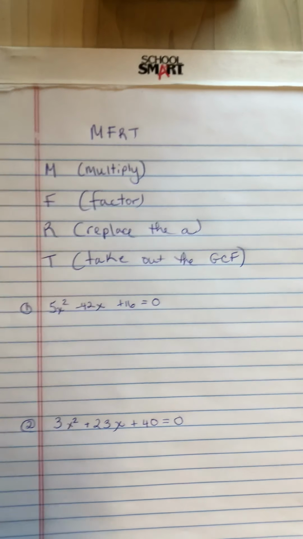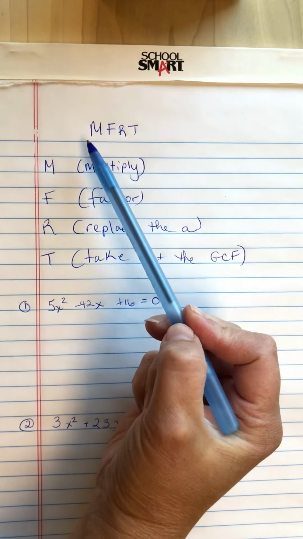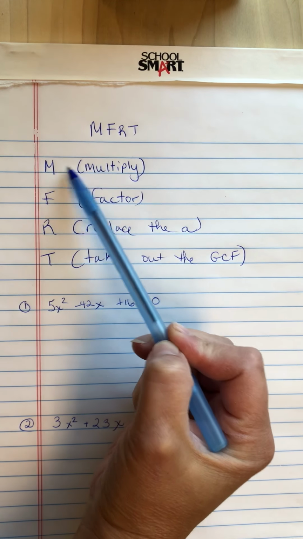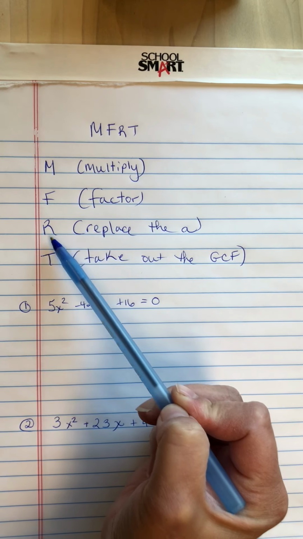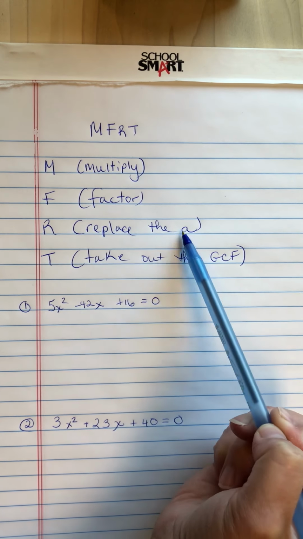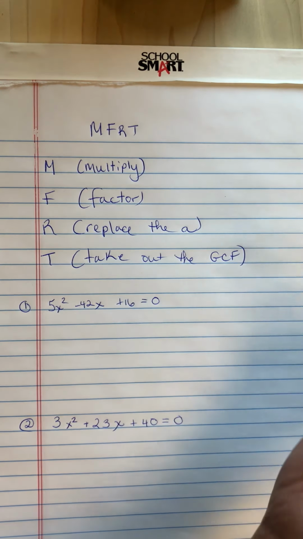Alrighty, so some of you needed some extra help with MFRT. It's an acronym. M stands for multiply, F stands for factor, R stands for replace the A, and T stands for take out the GCF.